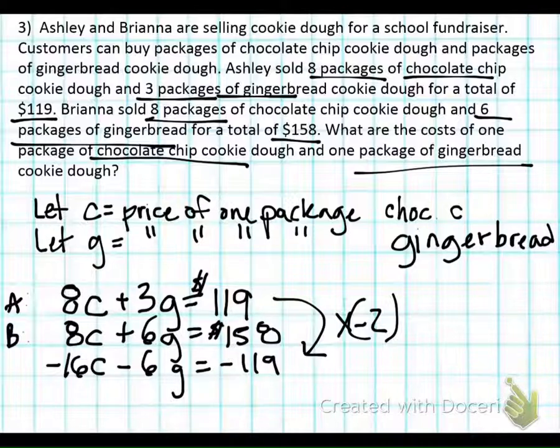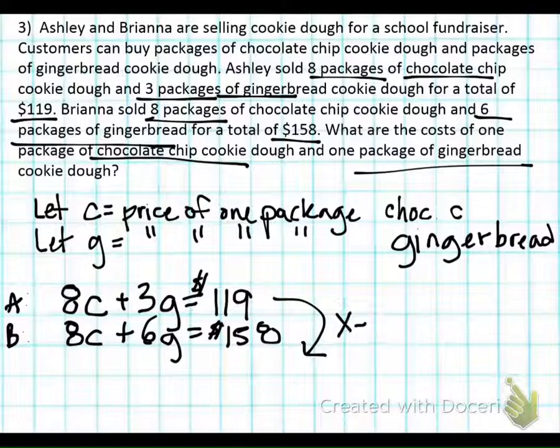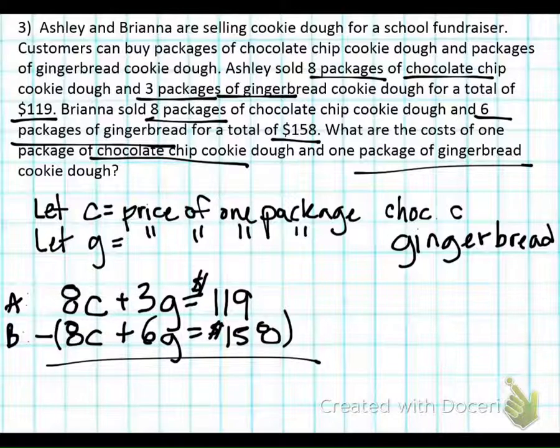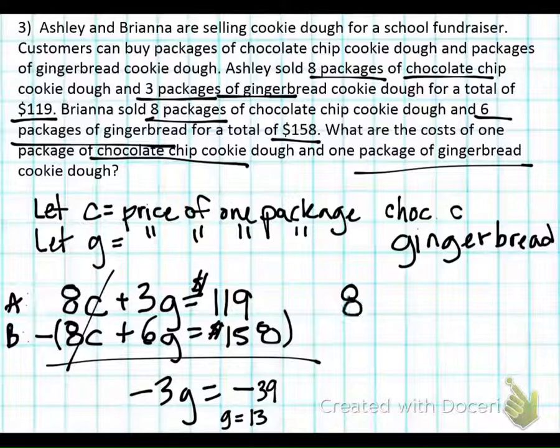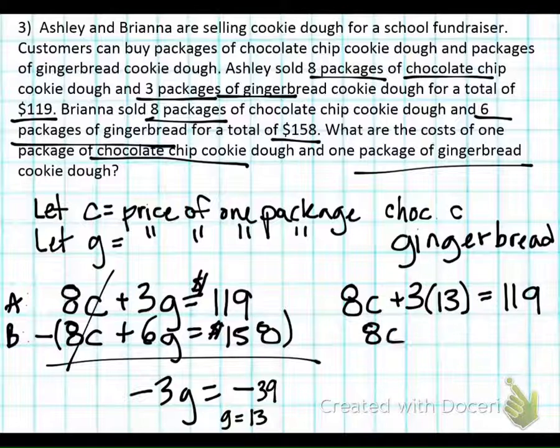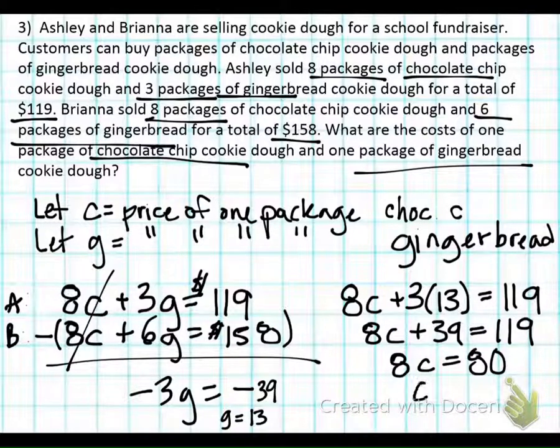Or, sorry, actually, I don't even have to do that, right? I could combine my c's right away and eliminate that variable, so I could just subtract this equation. Okay, so combining these, the c's cancel out. I have -3g equals -39, so g equals 13. Plugging that back into one of my original equations, I get 8c plus 39 equals 119. So 8c equals 80 and c equals 10.